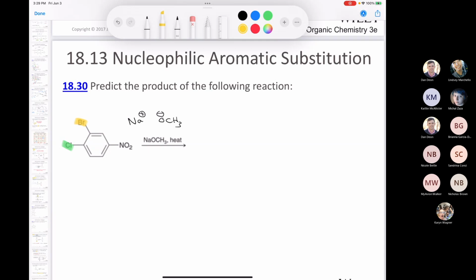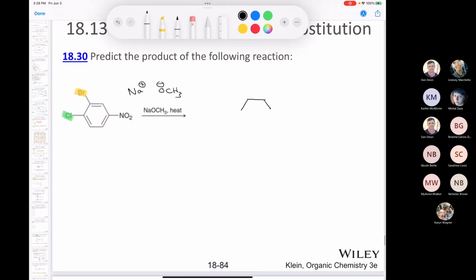Let me show you how I like to draw the mechanism. So I'm going to redraw the substrate. Maybe I'll just draw it down here. I'm the instructor. I don't have to draw every intermediate of the Meisenheimer complex. But if we draw the entire nitro group, then we can draw that mechanism that shows the halogen being ejected. So here's my bromine. Here's my chlorine. And we know that our nucleophile is going to attack right here.